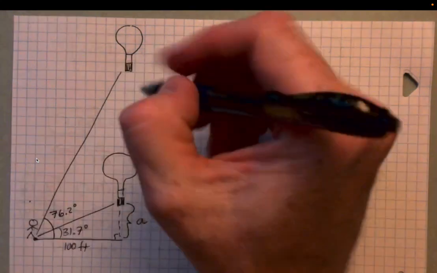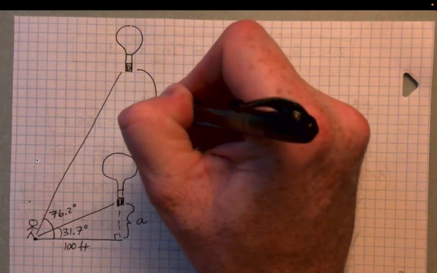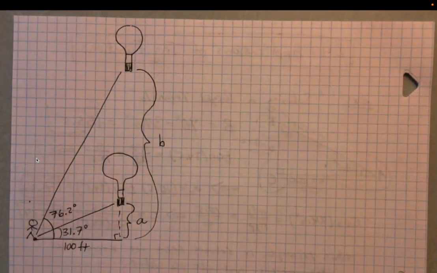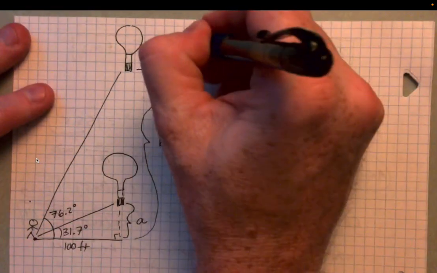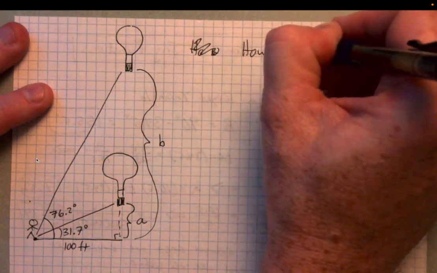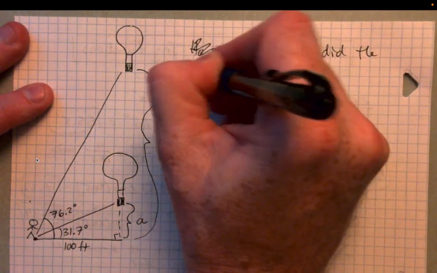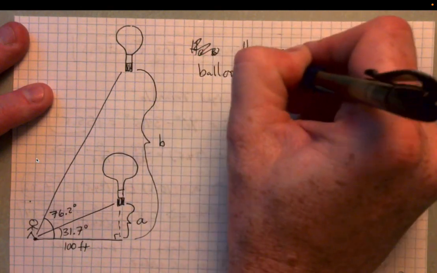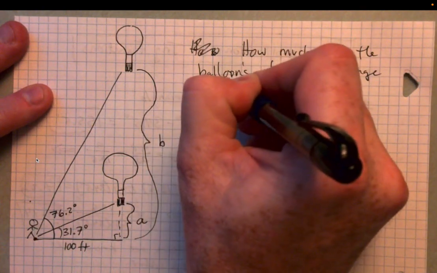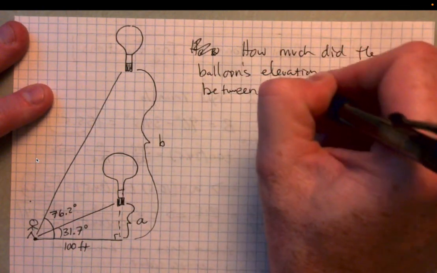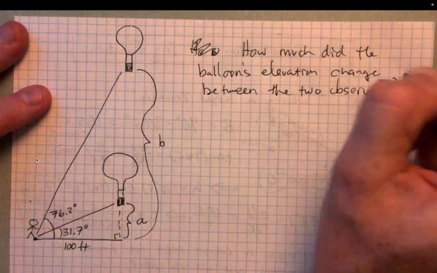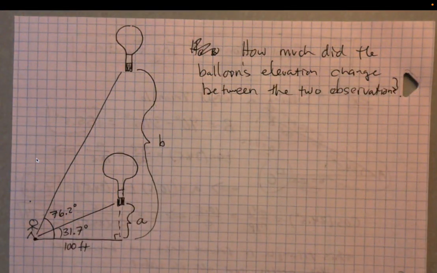Okay, and so the question is, how much did the balloon climb between these two calculations? So let me write that down. How much did the balloon's elevation change between the two observations?